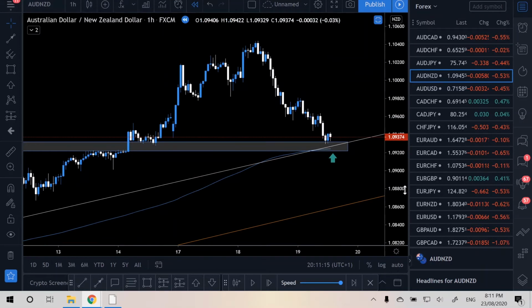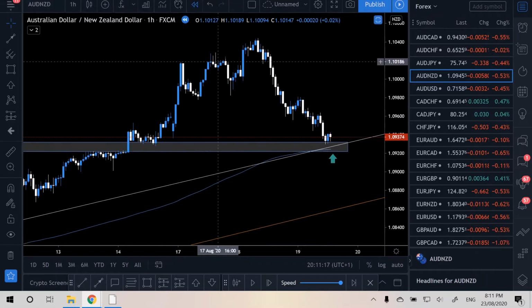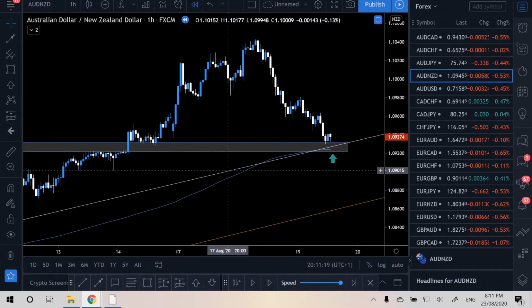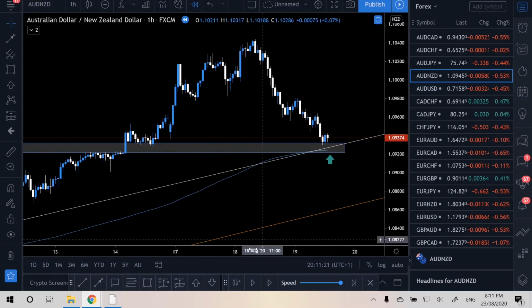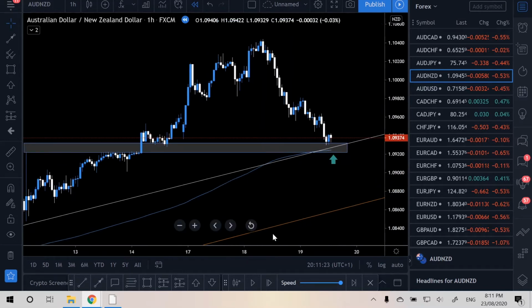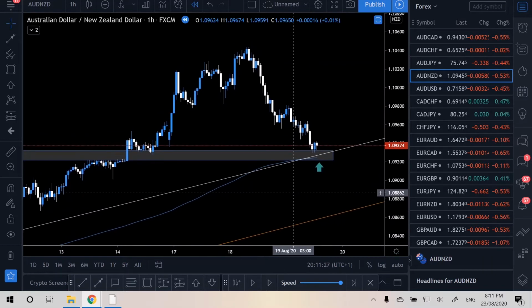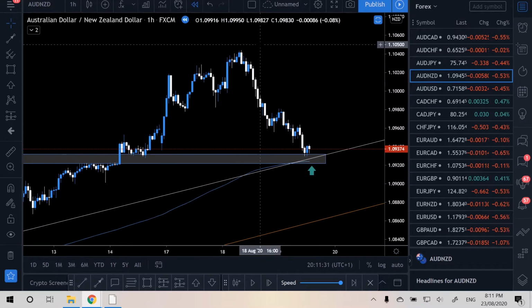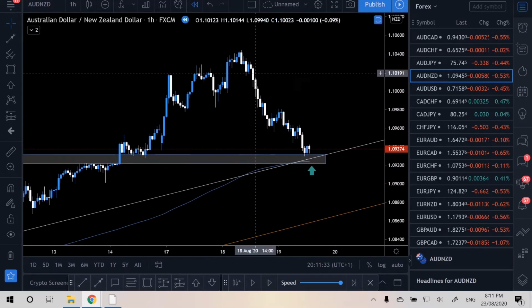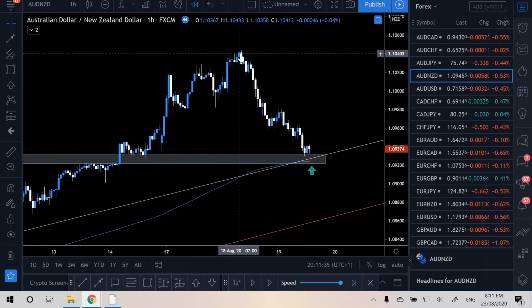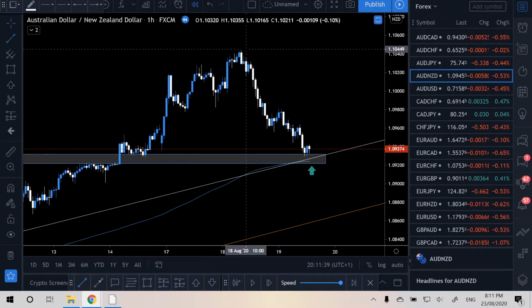And another thing is price has come back down to my 200 EMA as well. But is this enough to enter the trade? It depends on your risk management and your trading plan. What I was looking for personally was a break of this counter trend. Let's have a look at the trend line. So this clearly is a downtrend.